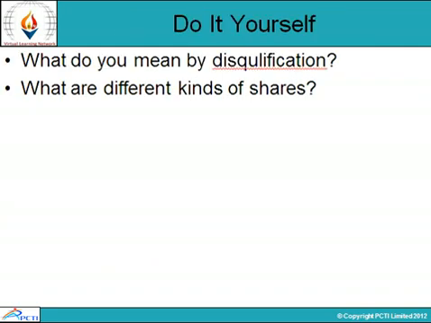Now there are some questions on the basis of this session. First one is, what do you mean by disqualification and what are different kinds of share?